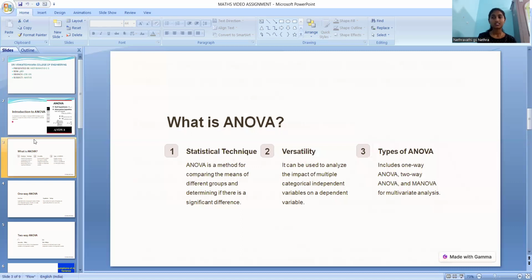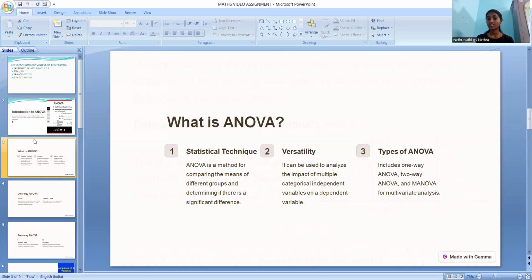Firstly, as I already said, ANOVA is the analysis of variance, and it is a method for comparing the means of different groups and determining if there is a significant difference. By comparing two variables, we come to know if there is any significant difference between the two variables or groups, or which has more significance value between them. That is the statistical technique which we use in ANOVA.